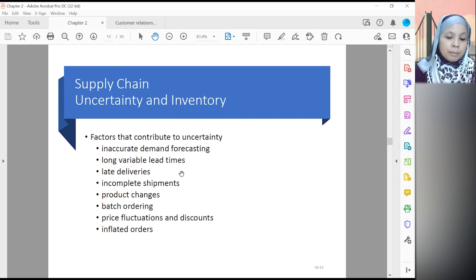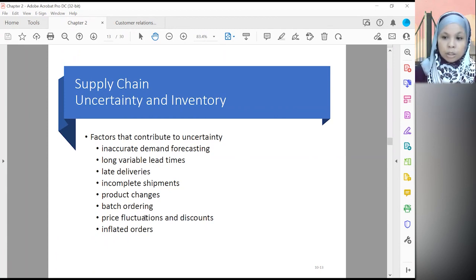Okay, and then maybe it can cause product changes, meaning there's a demand that, you know, we do not want just pineapple jams, we want strawberry jam as well. So you start planning for strawberry jam. So when there are changes in your manufacturing plan, it may affect your supply chain management. And then some retailers or distributors do not consistently order your products, but they just do it in batch ordering. And then price fluctuations, which again depend on the economy.